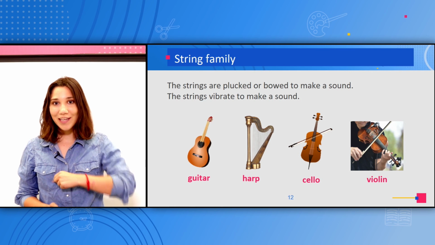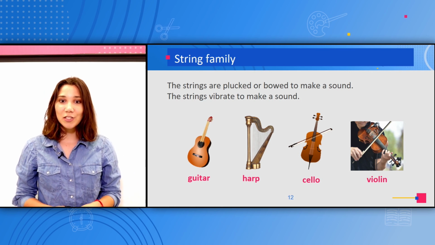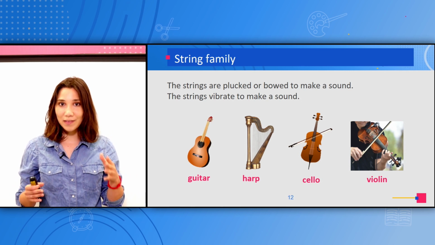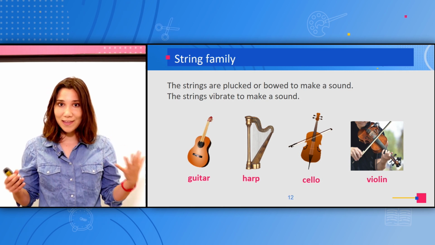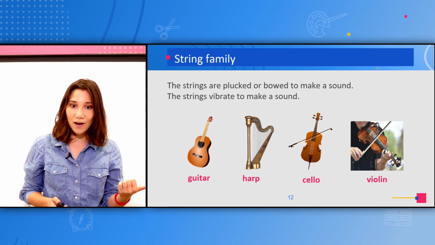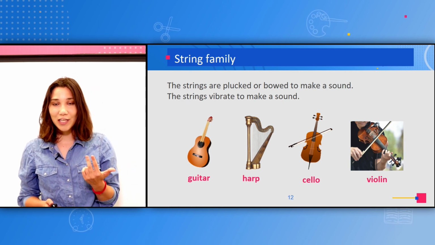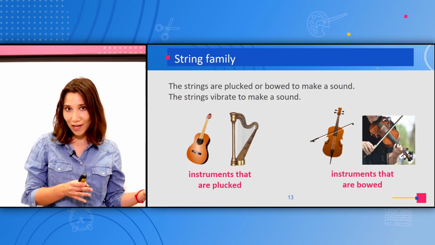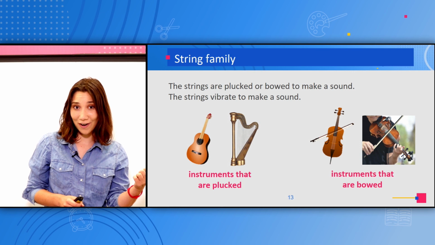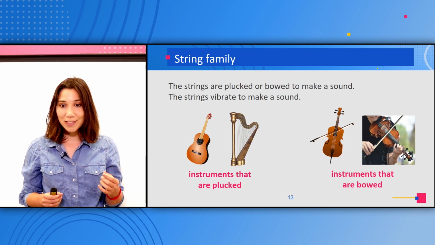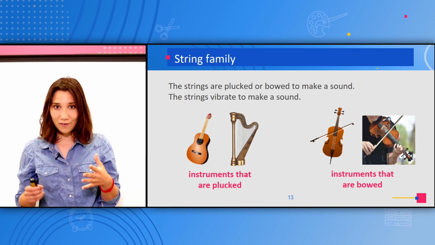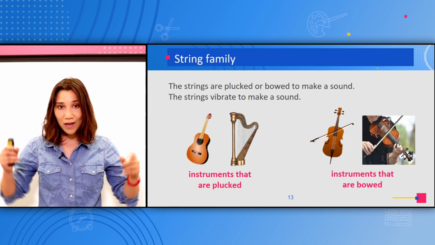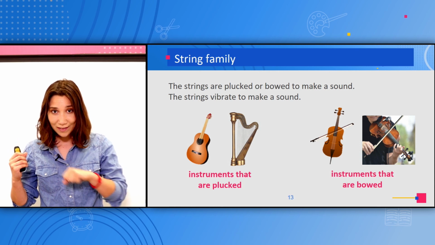The first one is the string family. Strings are plucked or bowed to make a sound, and then the strings vibrate to make that sound. So we have a guitar, a harp, a cello, and a violin. Instruments that are plucked are instruments like the guitar and the harp, and instruments that are bowed are like the cello or violin. You see that long stick next to the cello and the man holding it playing the violin?